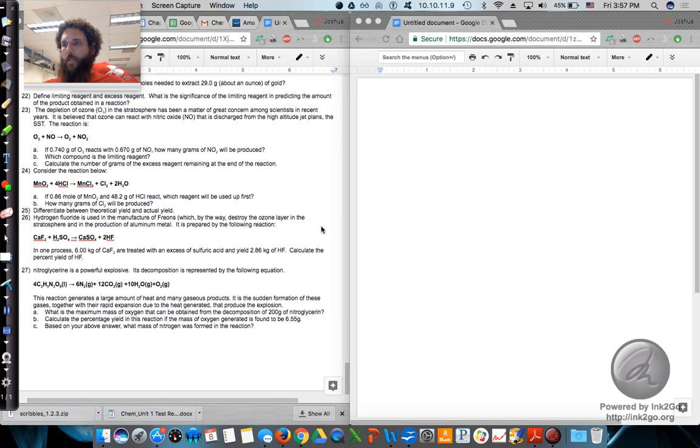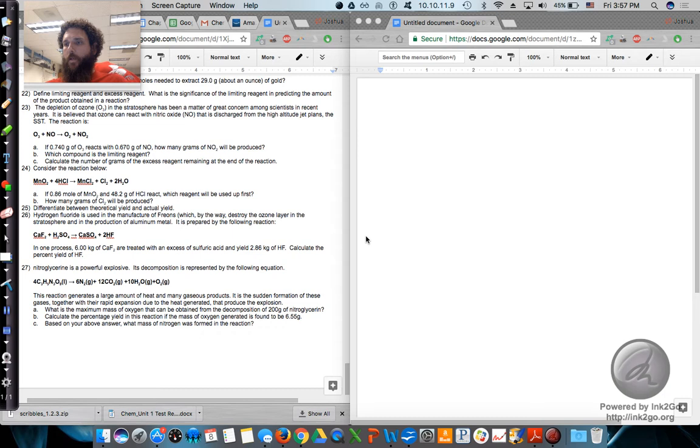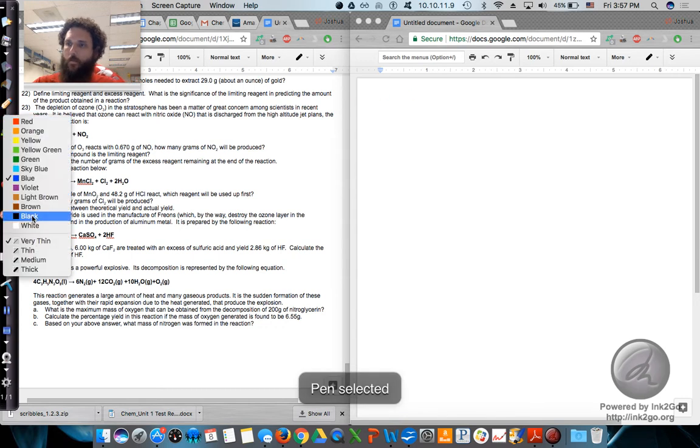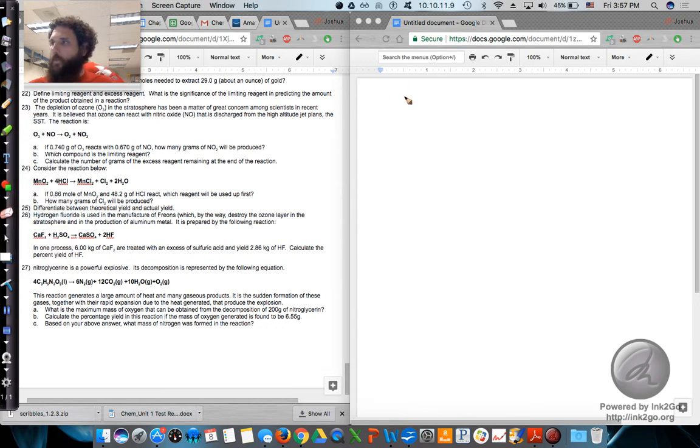Number 24 is another limiting reactant problem. I'm not going to go over that one. It's the same as before. You know, since there is a coefficient in here, let me see if I can do this one quickly for you. All right. Since it's a little bit different.